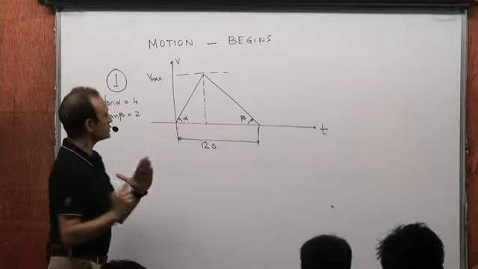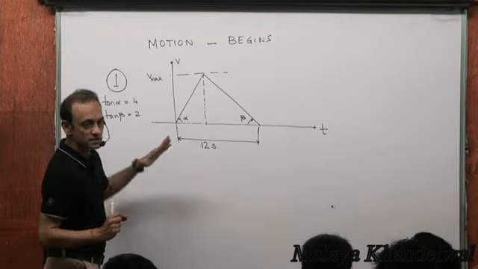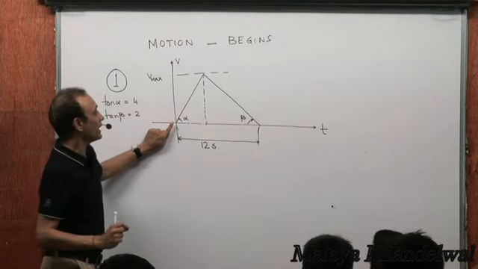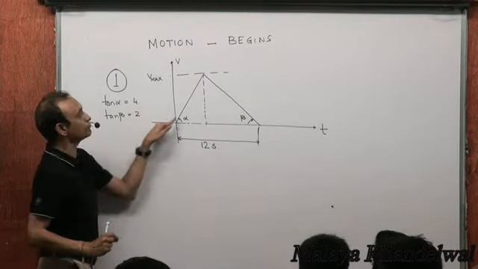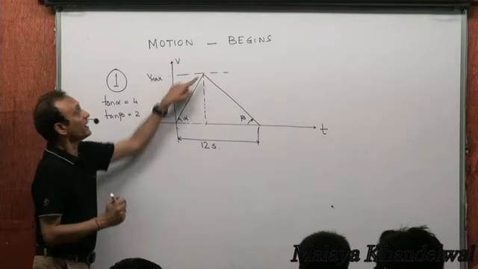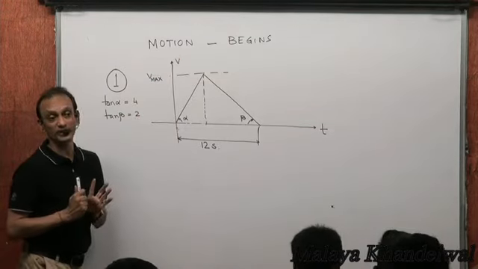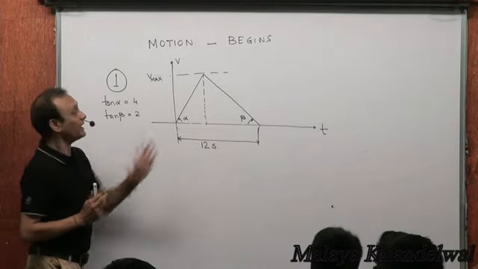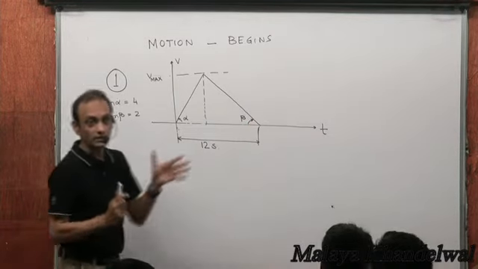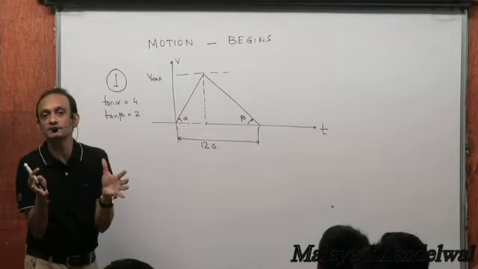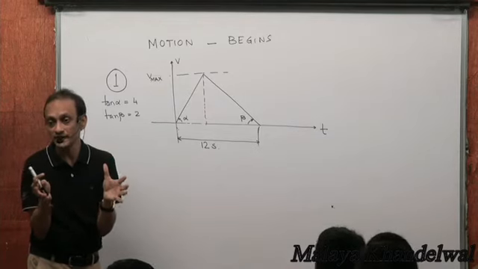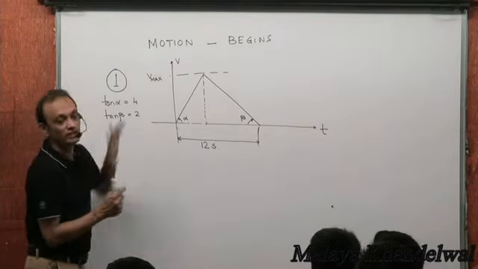First problem of the sheet is about a particle starting from rest and having an acceleration of 4 meter per second squared, and then reaching a maximum velocity, and then having a retardation of 2 meters per second squared, and eventually coming to rest, right? And the total time of the journey is given to be 12 seconds. We want to find the maximum velocity.